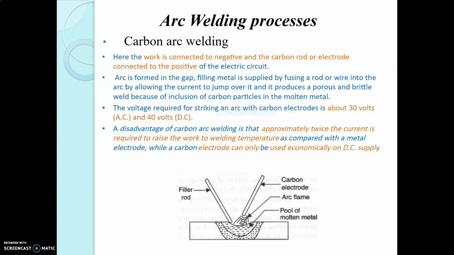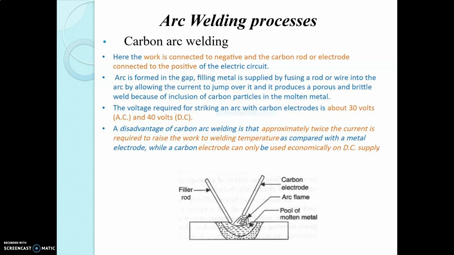In carbon arc welding, the welding heat is obtained from the electric arc between a carbon electrode and the work. The two parts to be joined are fused, as you can see in the diagram. In welding heavy plates, additional metal is deposited in the weld from a filler rod. As you can see, the filler rod is also indicated in the diagram.